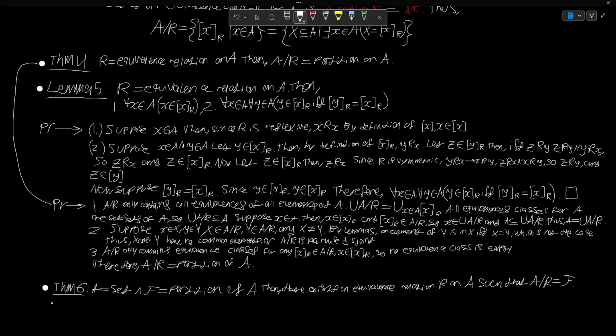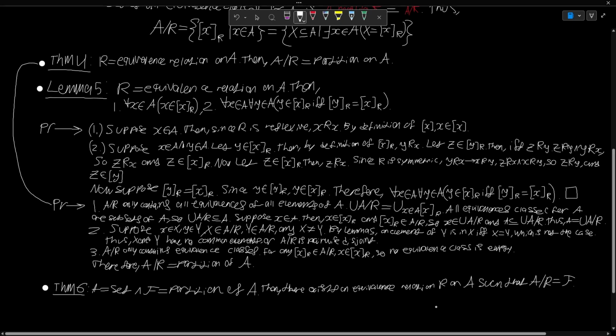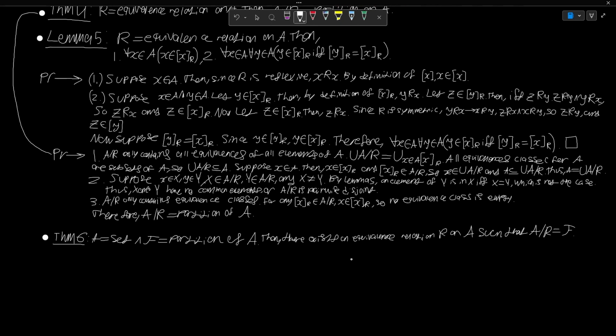And that's demonstrated in this theorem, which says that if A is a set and F is a partition of A, then there exists an equivalence relation R on A such that A modulo R is F. To prove this, again, we need some lemmas. Since the conclusion of this theorem is an existential statement, we should try to find R depending on the F that's chosen, since it seems like for different F, you would need different R's that make A modulo R equal to F.